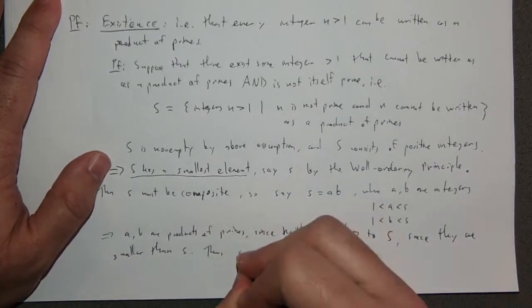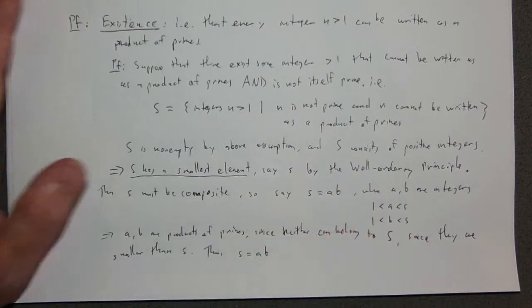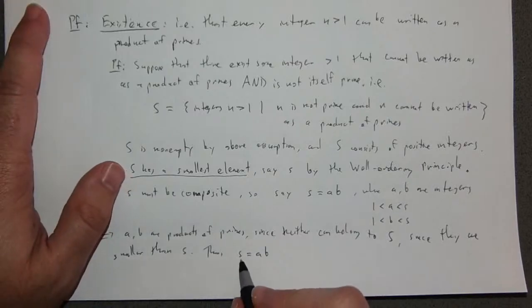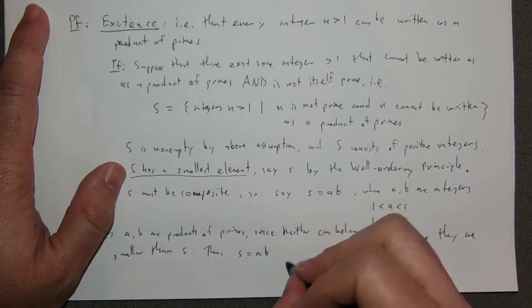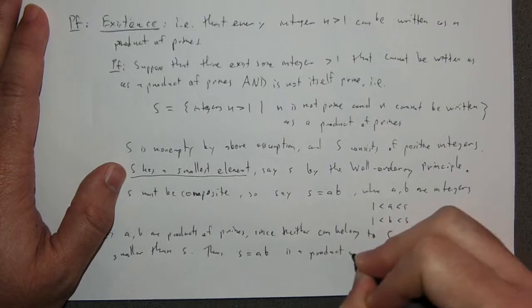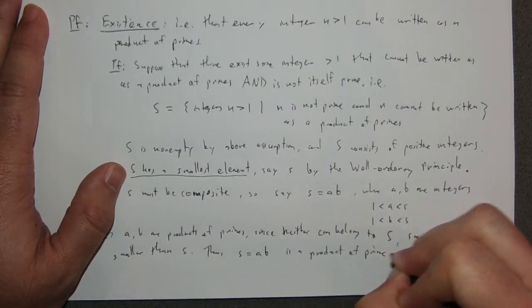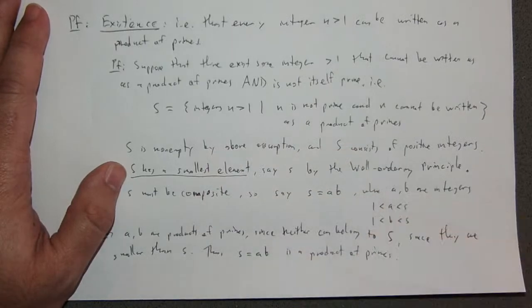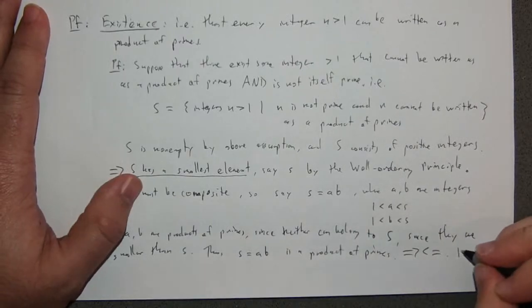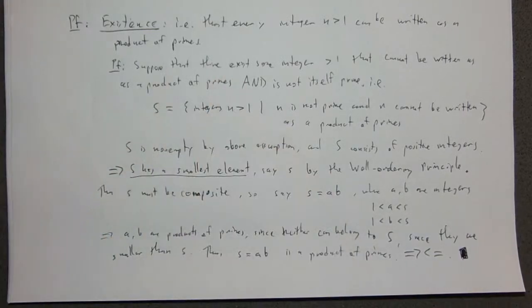Thus, little s, which is A times B, where A is a product of primes and B is a product of primes, has to be a product of primes. But little s is in big S, so it's not supposed to be a product of primes. So this is a contradiction, and that's it for this little subpart, the existence.